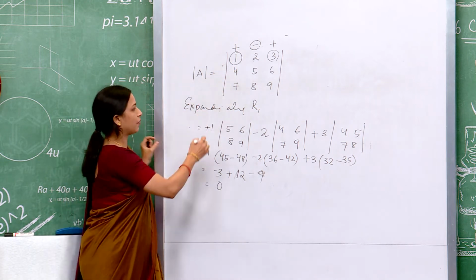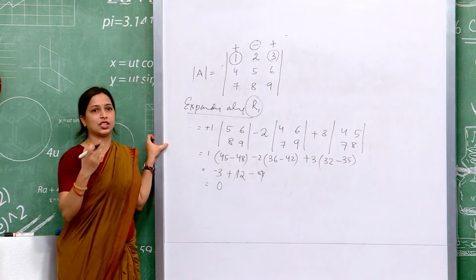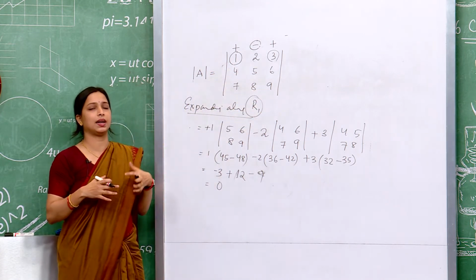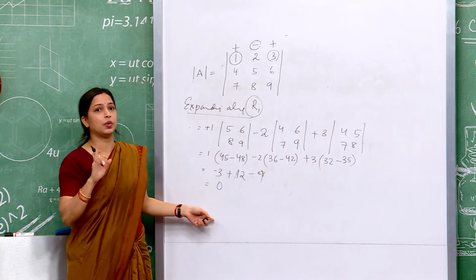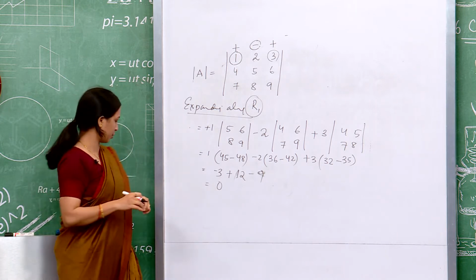So here what we are doing, we are expanding along row 1. Now, like I said, there are 6 ways. That means since there are 3 rows and 3 columns, we can expand it along whichever line we want to. But the result in the value will be the same. Now, let us prove this. Let us see if the value comes the same or not, right?